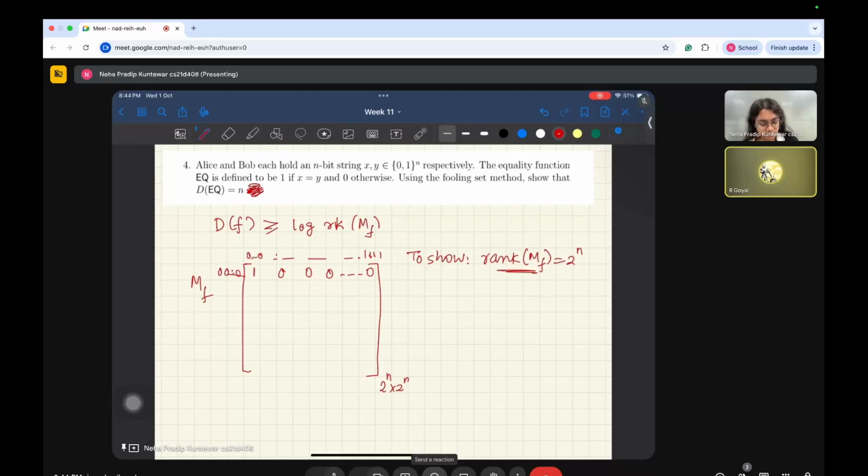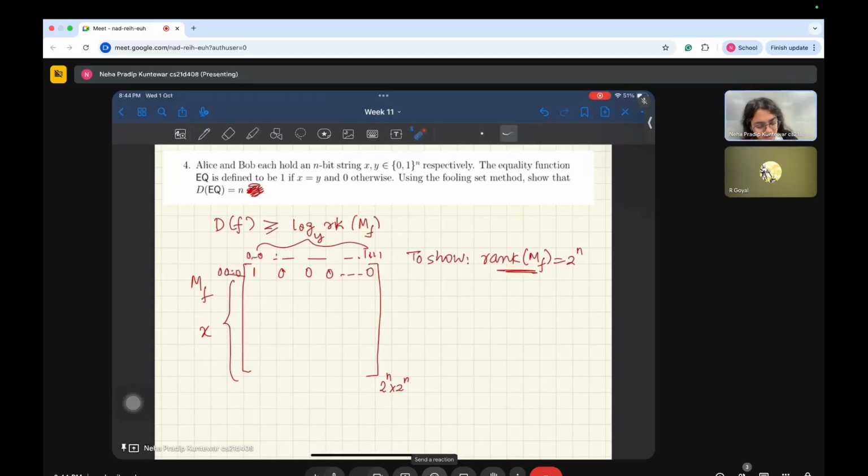So probably I missed something here. We are constructing this M of f, and actually I misunderstood this M of f. So M f means what? X is towards the rows side, you have all the possible strings that Alice can have. In the columns you have all possible strings that Bob can have.